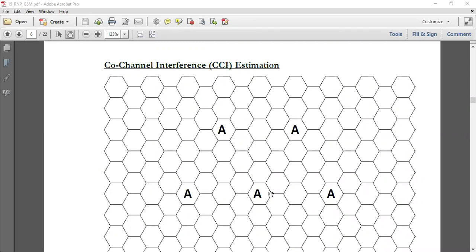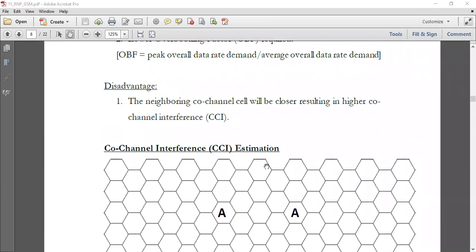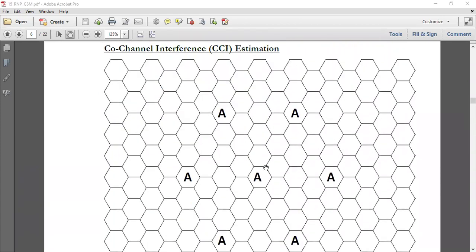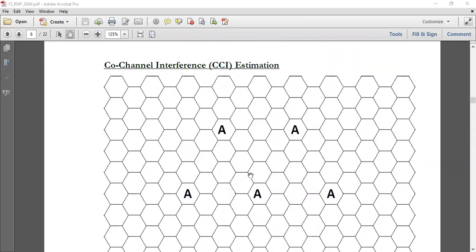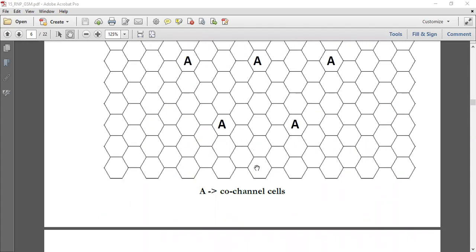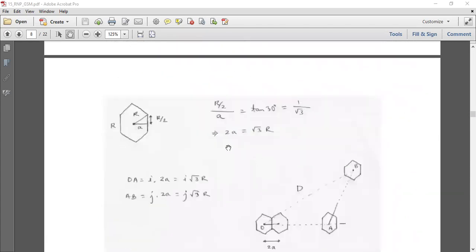Assume that you have a user at the cell boundary. He is called a cell edge user. The distance between the cell edge user and the base station is called the cell radius. We are considering hexagonal cells, so we'll assume the location of a user at a peak. Here R is the cell radius.